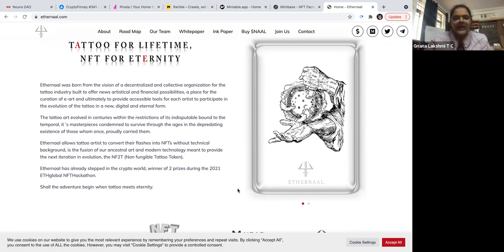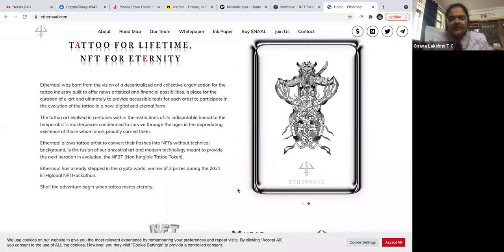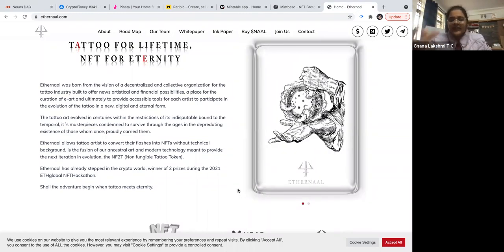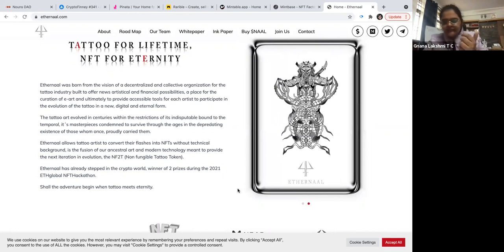This is one. And the second thing that we are doing, which is closely related to the physical piece of the actual art, is that we let people redeem these flashes for actual tattoos. So you can buy an NFT of a flash tattoo, and if it is a redeemable NFT, then you can go and redeem it from the tattoo artist who actually created these designs.